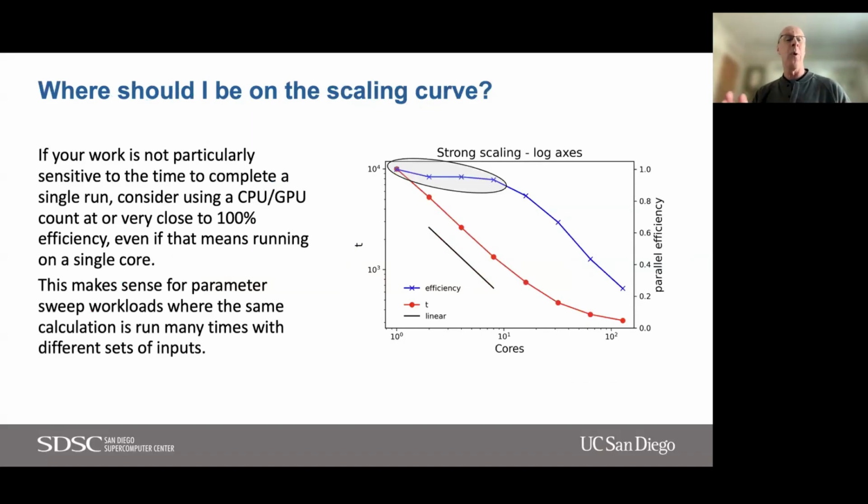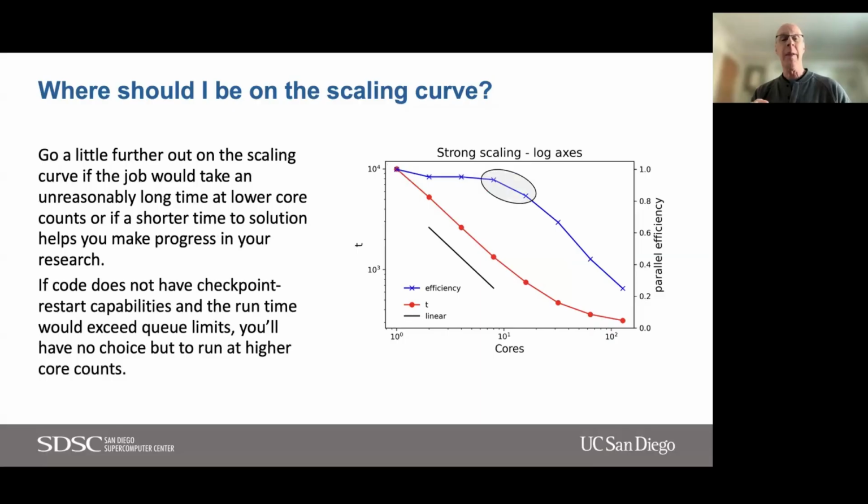I'm going to say that if your work is not particularly sensitive to the time to complete a single run, consider using a CPU or a GPU count at or very close to 100% efficiency, even if that means running many instances of your code, each on a single core. Now, go a little further out on the scaling curve if the job would take an unreasonably long time at lower core counts, or if a shorter time to solution helps you make progress in your research.